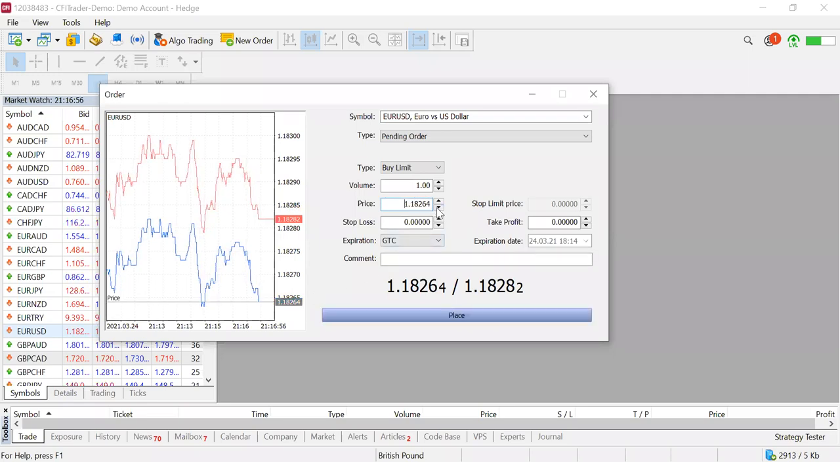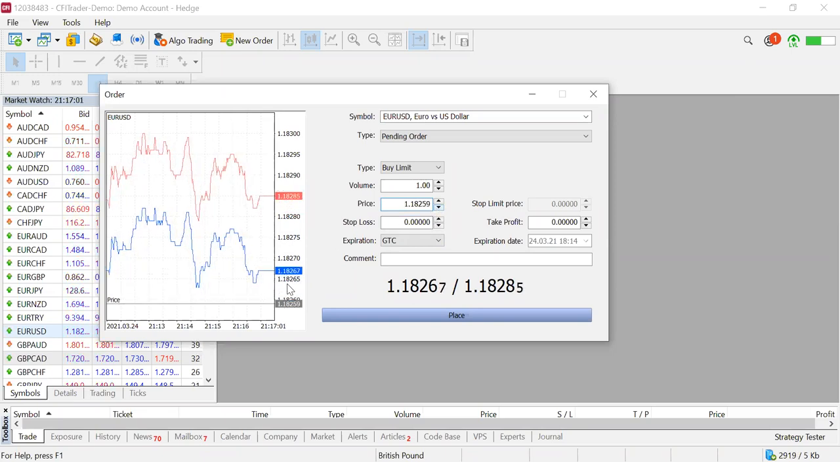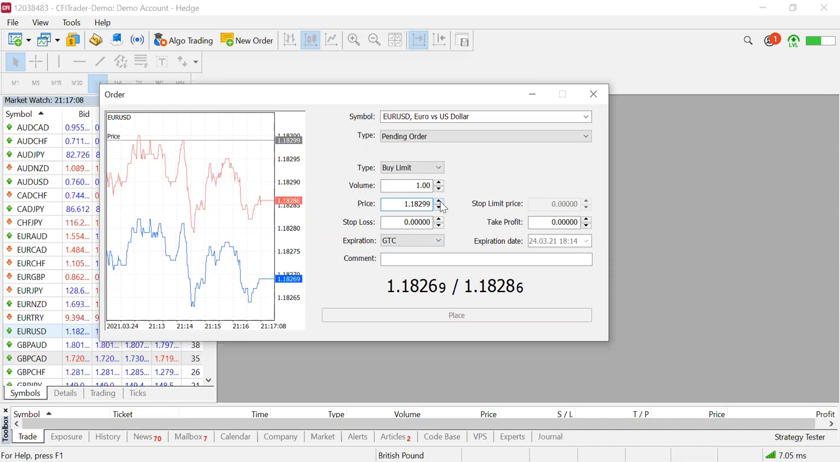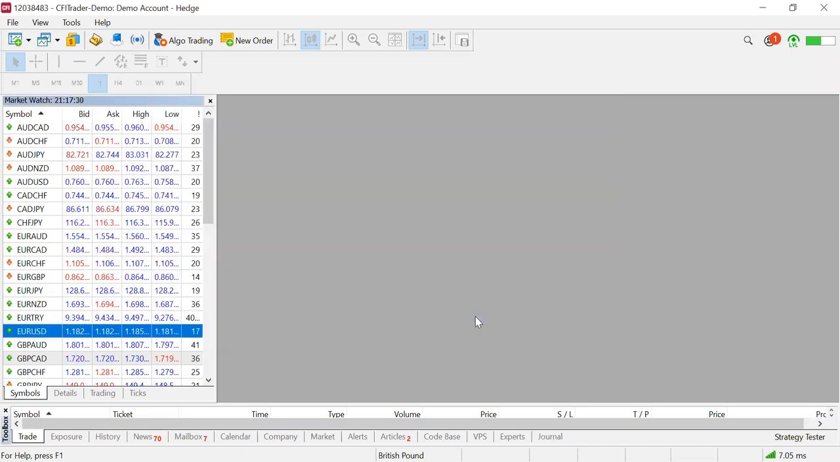We have to click here and make sure it goes below the current price, okay? Because if you put it above, you can see here we simply won't be able to place the order, okay? So make sure you got it in the right place. Then you put the price at which you believe that after reaching that particular price, the order will become available in the market and be opened. So just simply click on place.